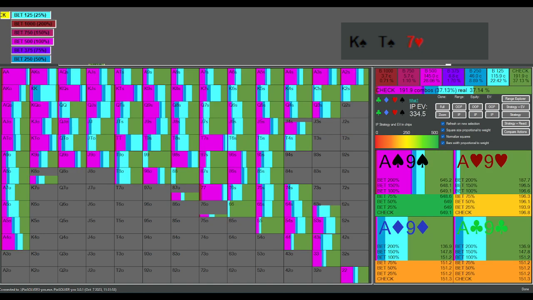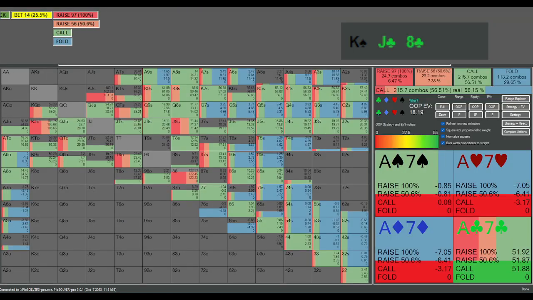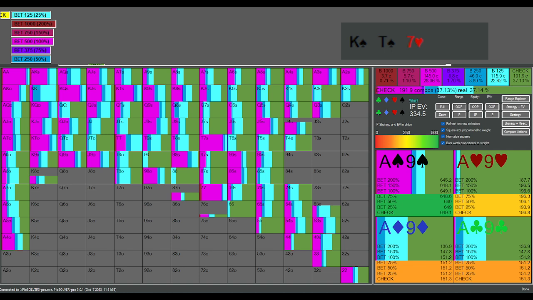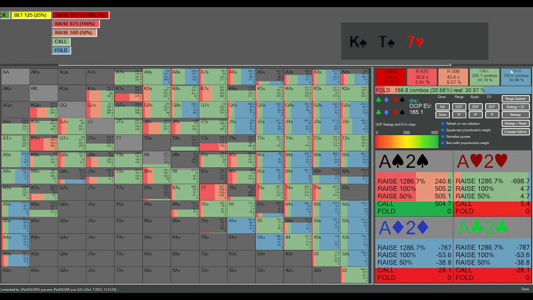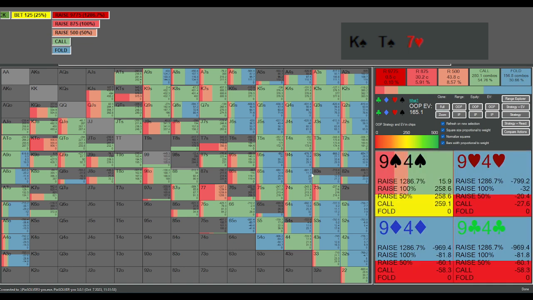So, against this quarter pot bet at 500 NL, the big blind's folding 29.6. Here against the quarter pot size bet, the big blind's folding basically 1% more, which in context is definitely not negligible.